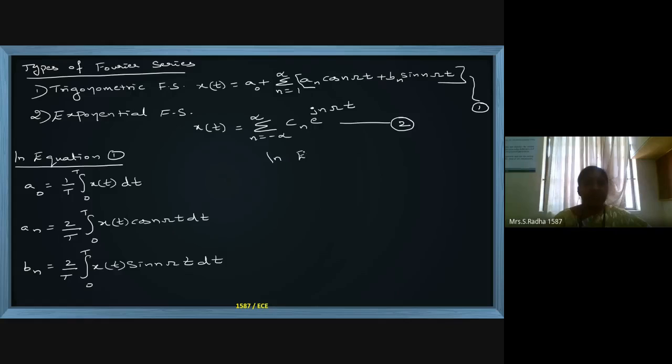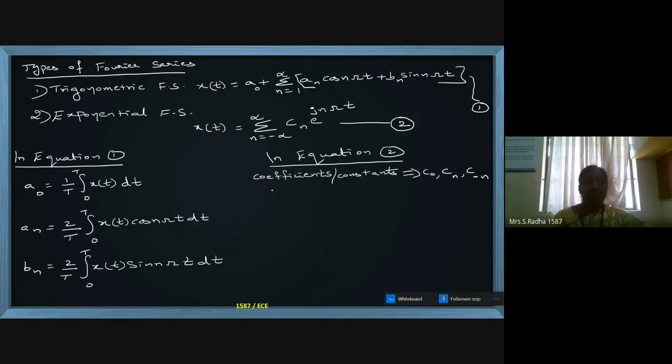In equation 2, the exponential Fourier series, we have coefficients or constants similar to a naught, an, bn. In the exponential Fourier series, the coefficients are c naught, c positive suffix n, and c negative suffix n. C naught is calculated with the same formula: 1 by T integration of x of t dt, with 0 to T as the integration limits.